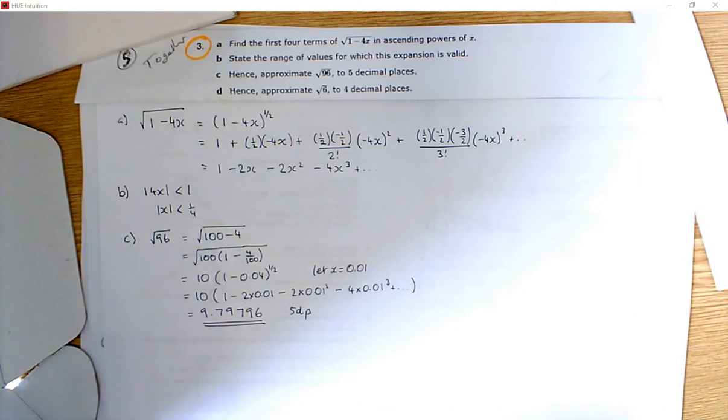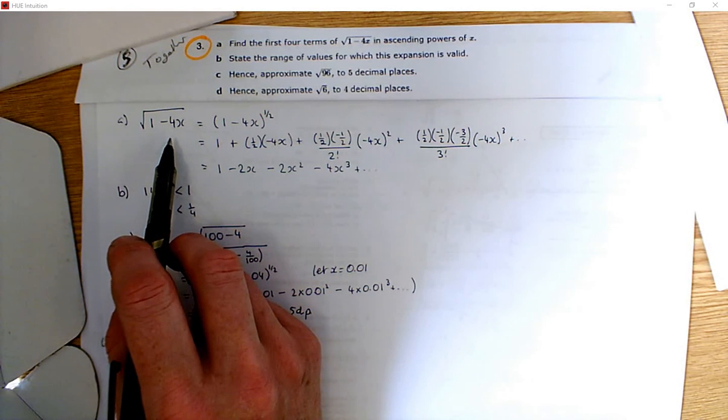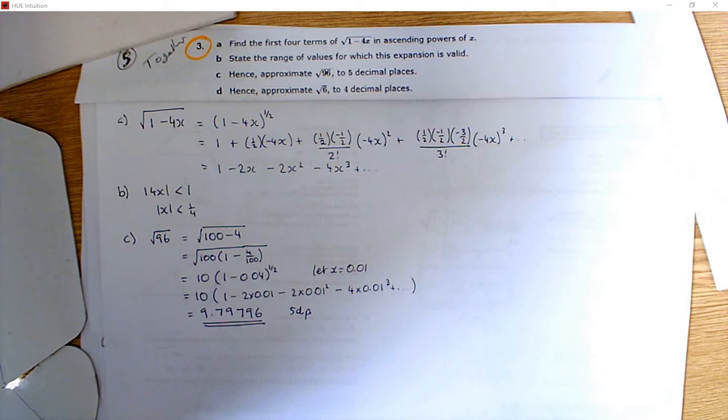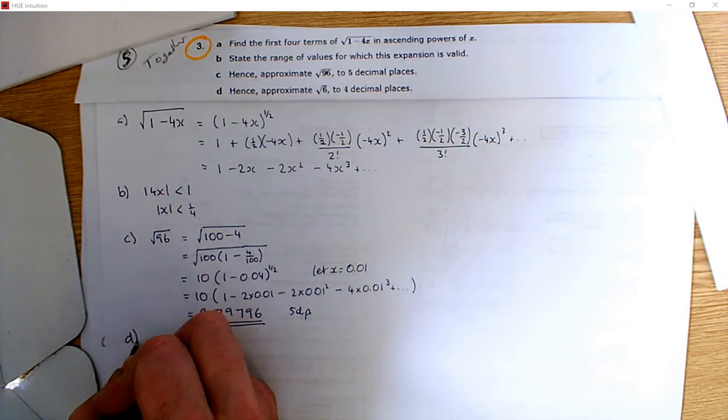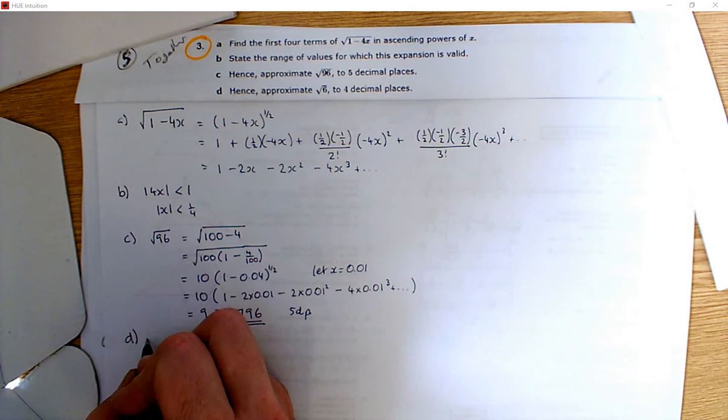So even though 96 didn't resemble the 1 minus 4x, you can think, well, how is it related to 4? We can have 100 minus 4 and we can use the trick we already know. Right, the last part is hence to approximate root 6.